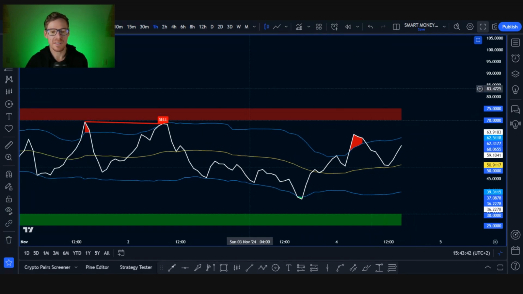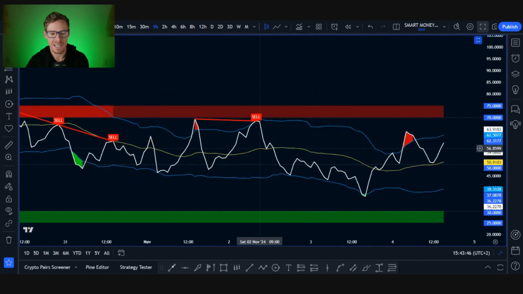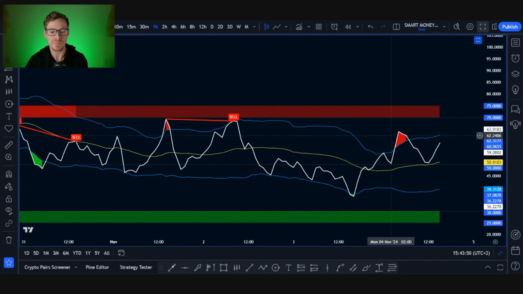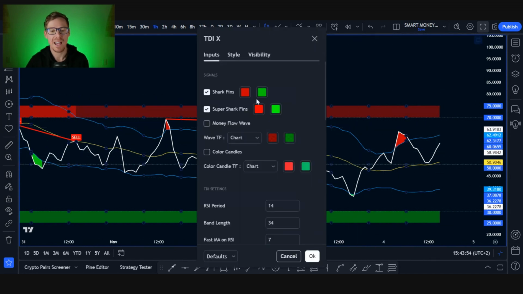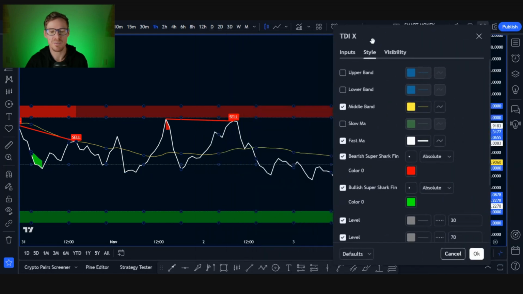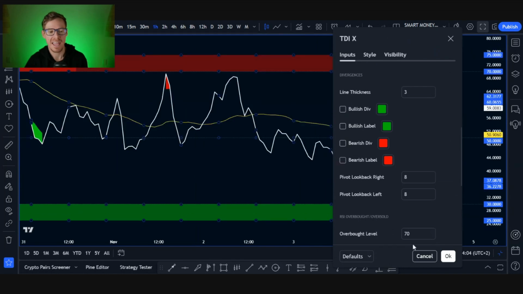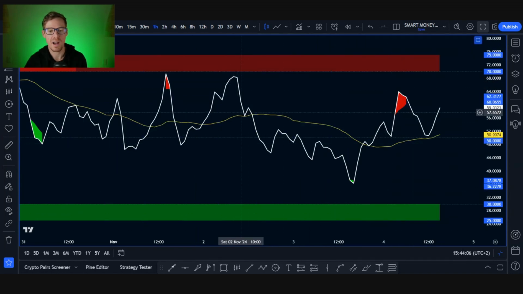So if you look at the TDI X here, guys, I'm going to show you something. You can see that we've got this white RSI line and it's moving up and down. And then it's crossing this yellow middle line. So if I take away these Bollinger Bands for a second, and then I'm going to remove the divergences as well, basically going to remove everything except for this white RSI line and this yellow line.